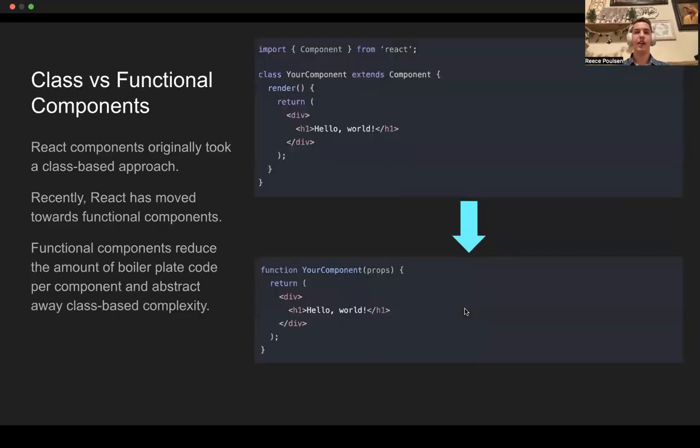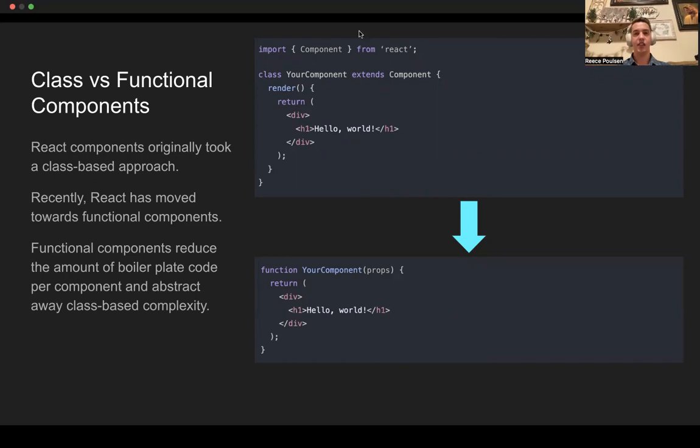So in the past, React was primarily class-based components. Functional components weren't an option. It was just the original way of doing things. But over time, developers started to get bogged down in boilerplate code whenever they had to create a new component. And the creators of React decided to shift to functional components.